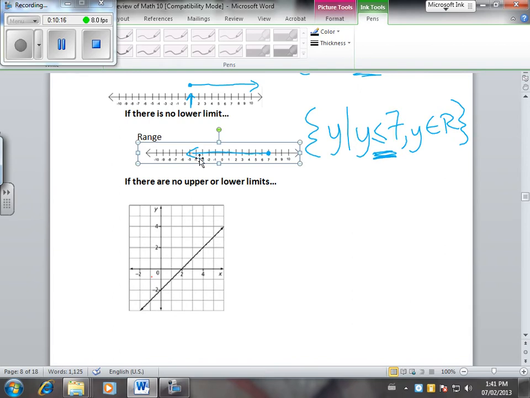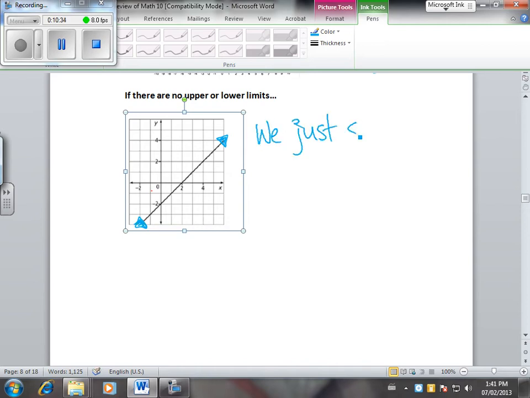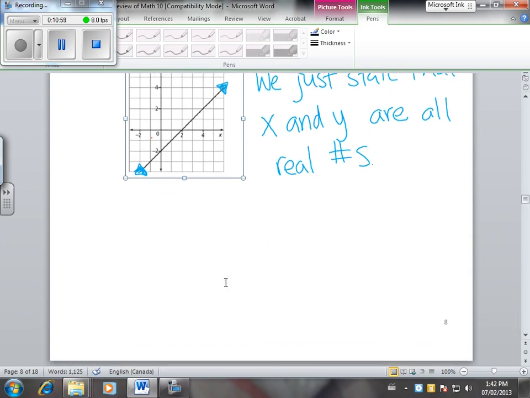Okay. If we're not given any upper or lower limits, and so remember, if we look at our graph here, here's our arrows, and there's our upper and our lower. So we're saying there's no upper, there's no lower. So here we'll just state that x and y are all real numbers. Okay, because there's no upper or lower limit.